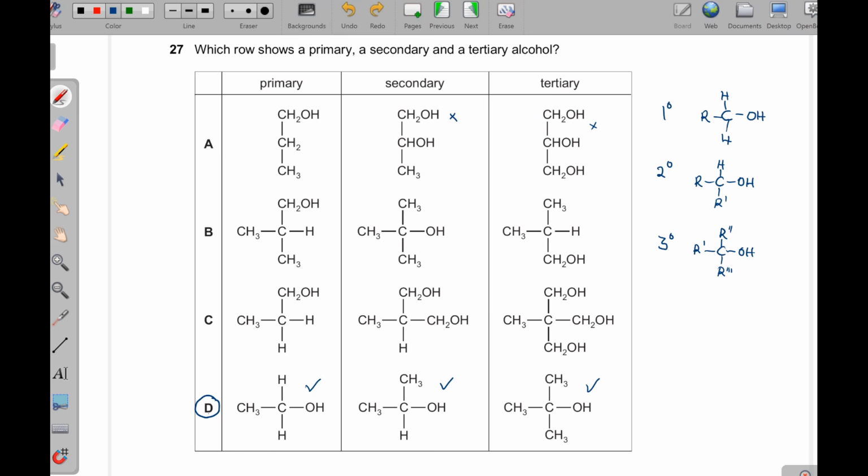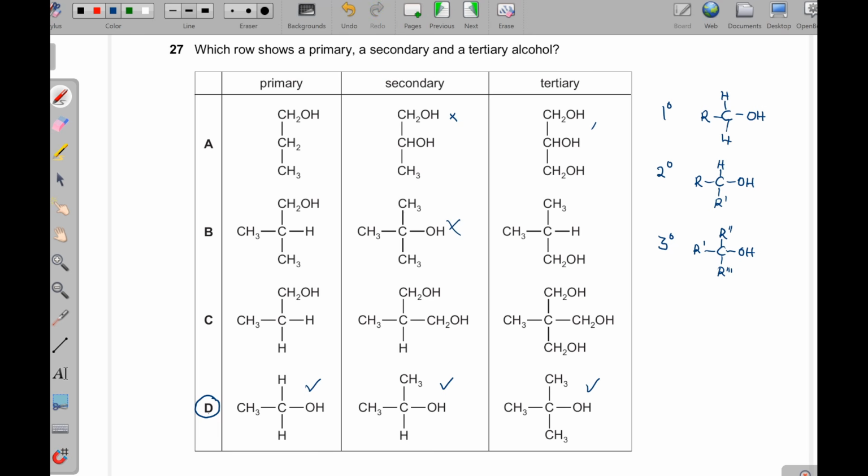Then come to B here. It has primary here. You see? So now they actually projected all of these somehow to confuse you. You have to look at that carbon holding the OH. This carbon here is just holding the hydrogen and these other groups here. You look at the carbon holding the OH and then the groups that are attached to it. When you come to this one here, this one is actually tertiary, and yet they are saying secondary. So this one is already off.